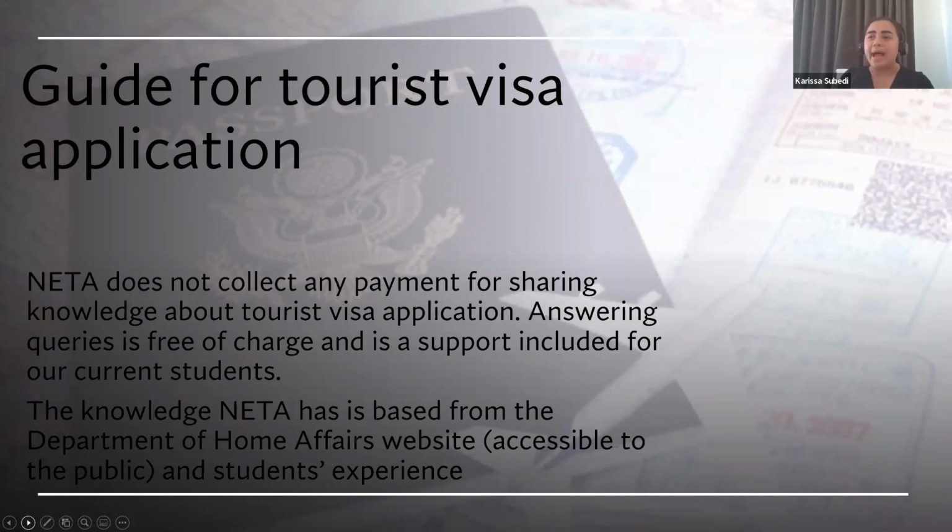The knowledge that we have is based on the public website of the Department of Home Affairs. Whatever is written on the Home Affairs website, we're there to reiterate and explain that to the students, for example, that this visa would let you do your training in Australia, but it won't let you study for more than 3 months. That's something that's accessible to the public, and also comes from our students' experience.